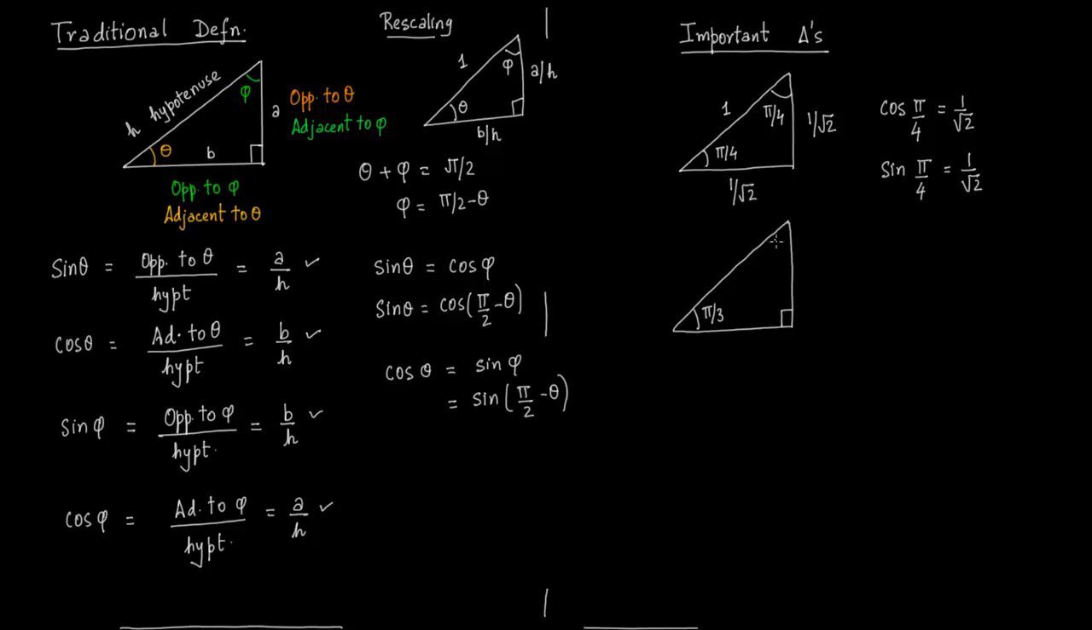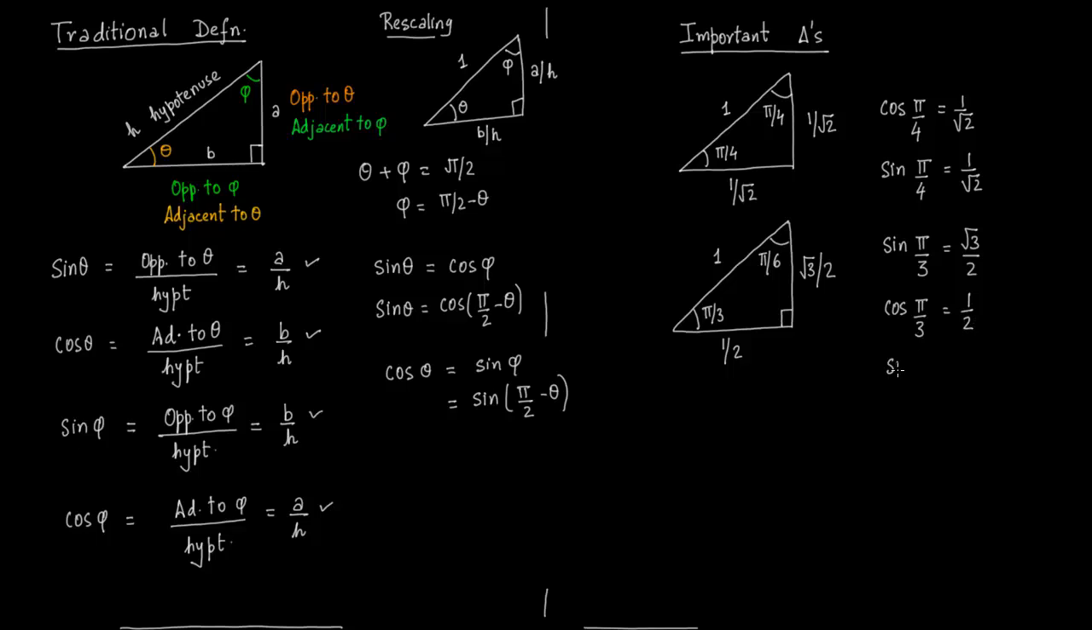So now we take angle theta as pi by 3 and angle phi as pi by 6. So now we will have these two sides. Opposite to pi by 3 is root 3 by 2, opposite to pi by 6 is 1 by 2. So what is sine pi by 3? It is opposite to angle pi by 3, that is root 3 by 2. What is cos pi by 3? This is adjacent to pi by 3, which is 1 by 2.